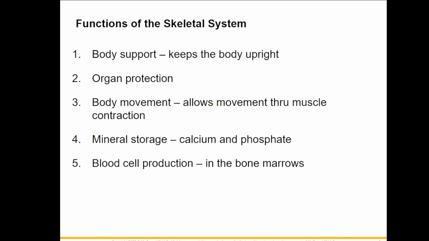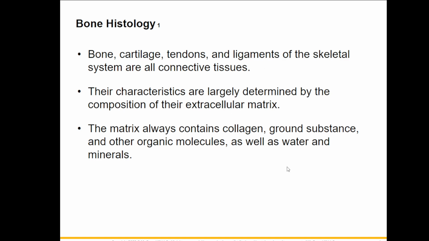So we are going to kick off this discussion with bone histology first. Bones, cartilages, tendons, and ligaments, these four are actually types of connective tissues. And we know that connective tissues are composed of cells, but largely of extracellular matrix, right? The cells are separated by your extracellular matrix. And the matrix of our bones, cartilage, tendons, and ligaments usually are composed of collagen, which is a protein, organic molecules, and water and minerals.